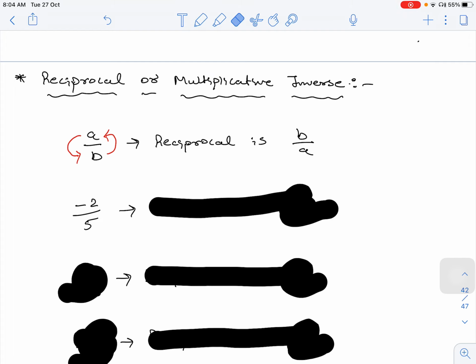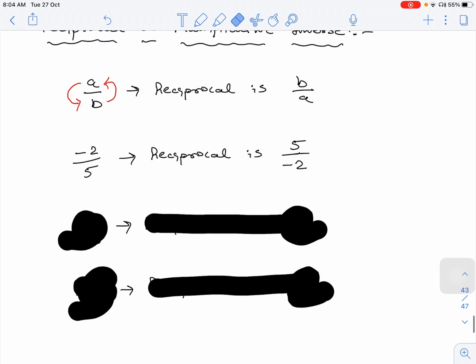For example, what is the reciprocal of minus 2 upon 5? So who is in the numerator? Minus 2 is in the numerator, so it will go to the denominator, and 5 is in the denominator, it will come to the numerator. Okay, so what will be the answer? The reciprocal of minus 2 upon 5 is 5 upon minus 2.